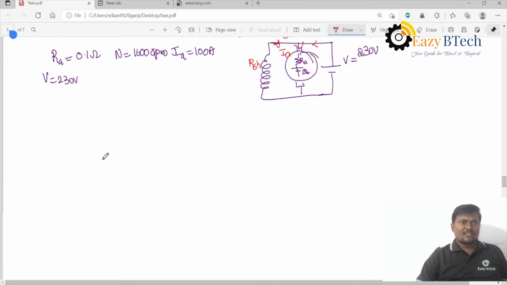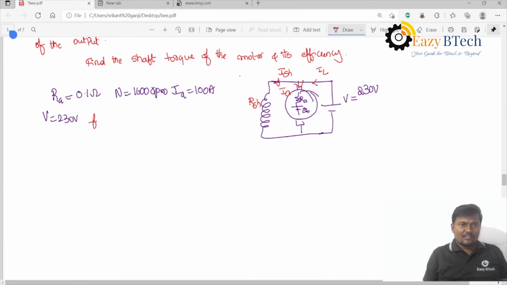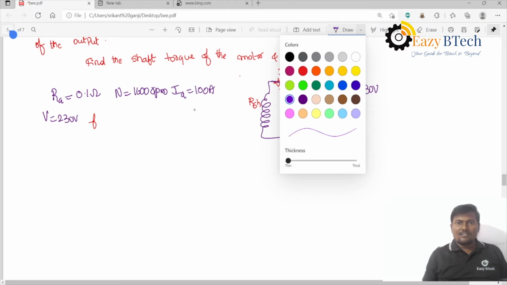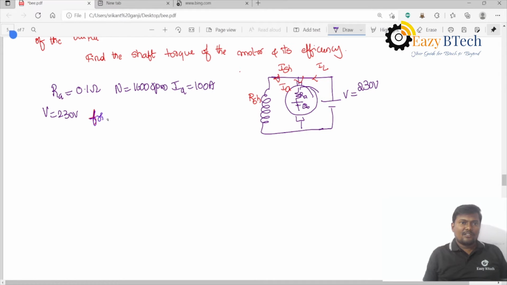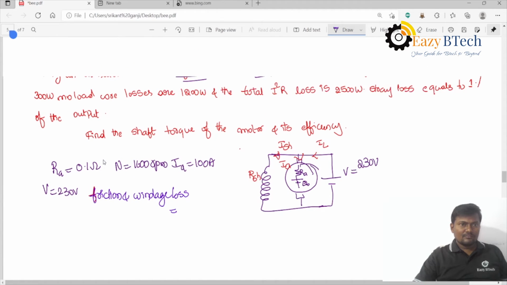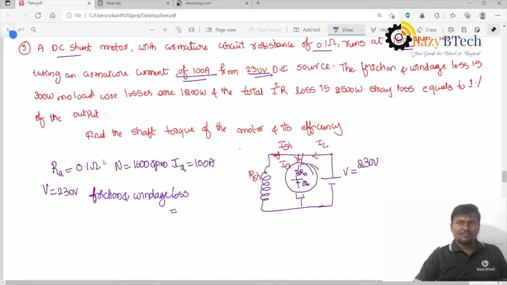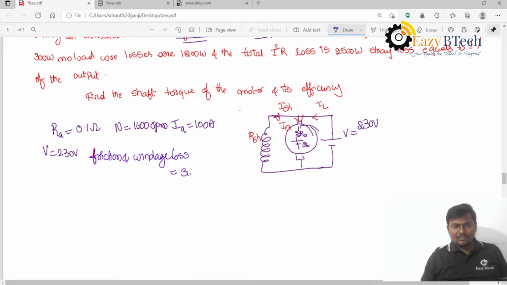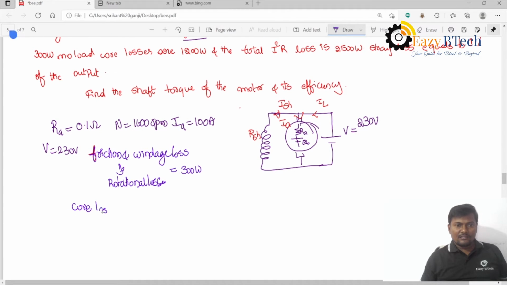The friction and windage loss is 300 watts. Friction and windage losses are called the mechanical losses. Friction and windage losses are equal to 300 watts. So we can say that it is also called the rotational losses. And the core losses are 1200 watts.